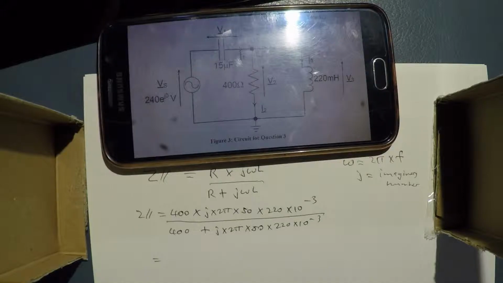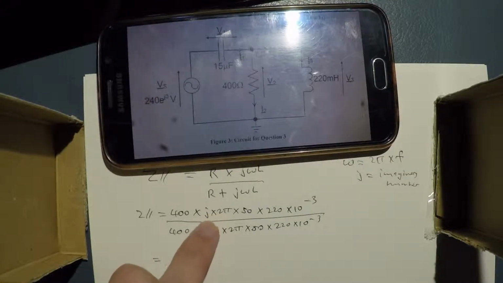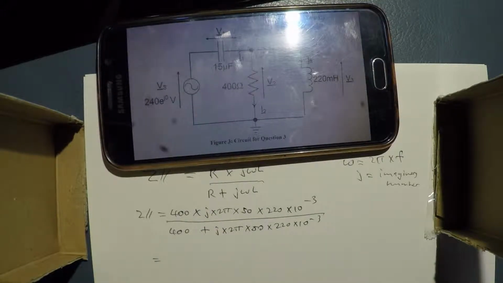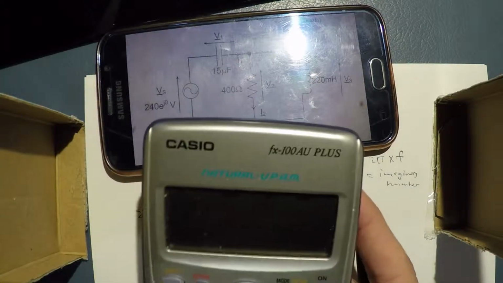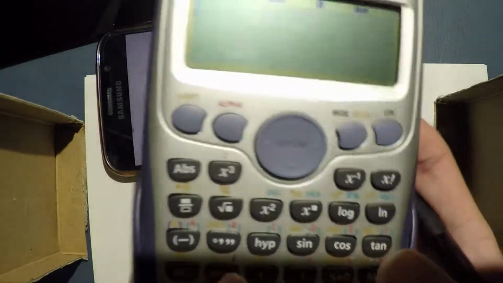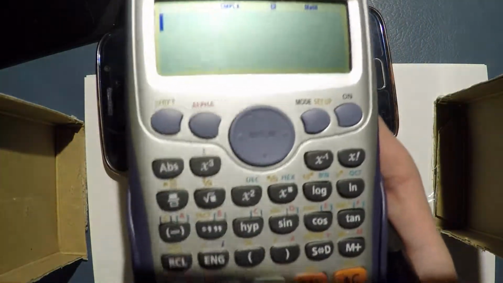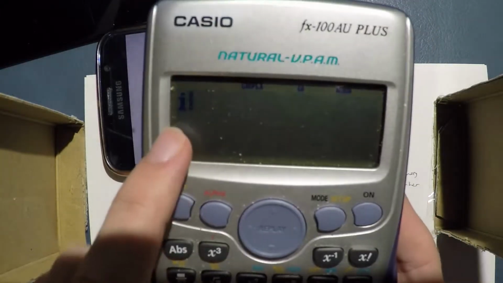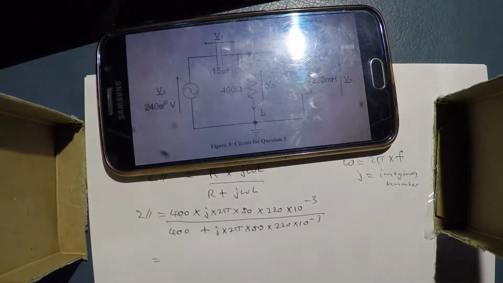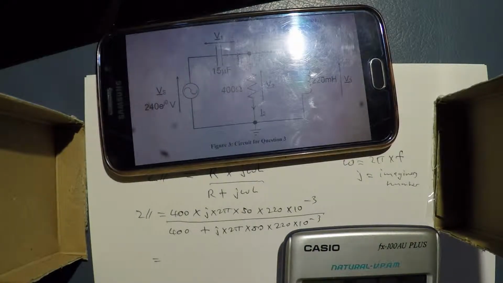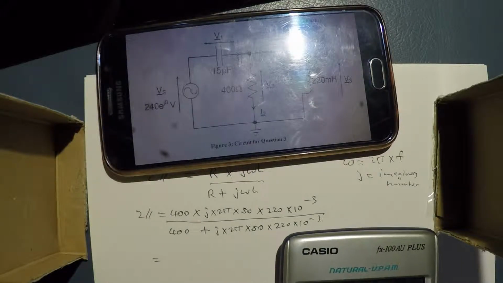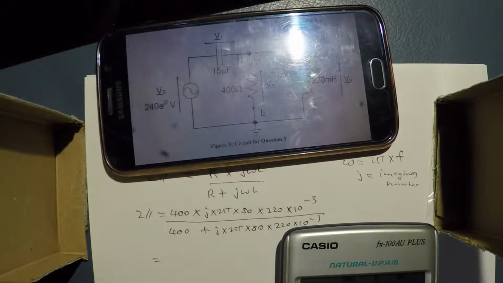Now we're going to put this in a calculator. For the imaginary number, I'm going to use the Casio FX100 AU, and it has an imaginary number built in. So you can just click the imaginary number and it gives you the I. You don't have to mess around. I'll be doing it quickly, but if you don't have this calculator, you'll have to do more working, which is unfortunate. So we put 400 times J omega L.